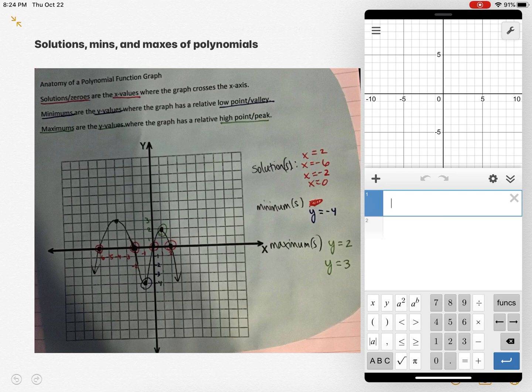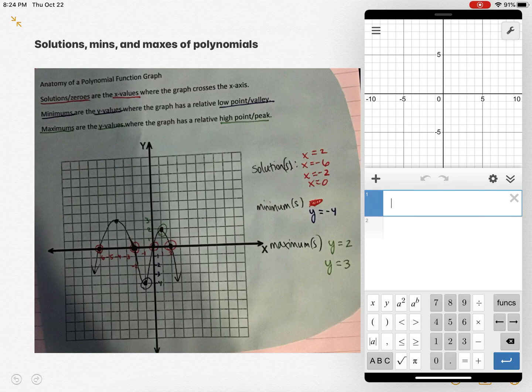Because of that, instead of only having 0, 1, or 2 solutions, you could theoretically have way more solutions. You can also have both a minimum and possibly more than one of those, or a maximum and possibly more than one of those, because the graph is going to have more bends in it.